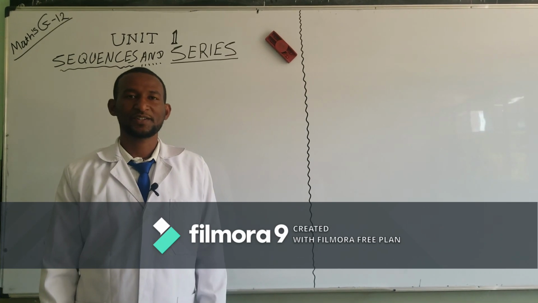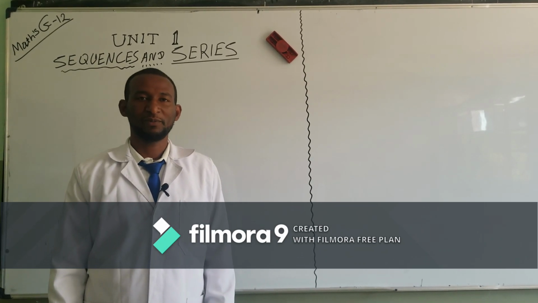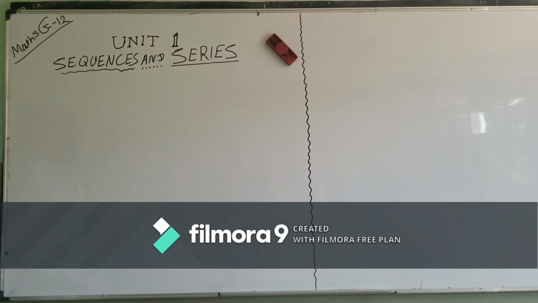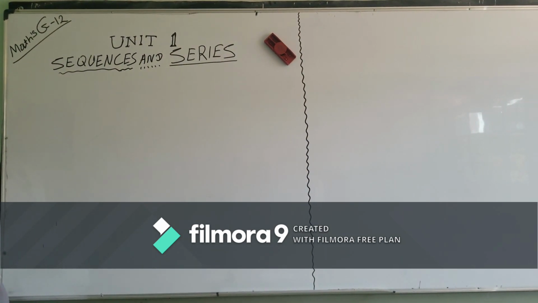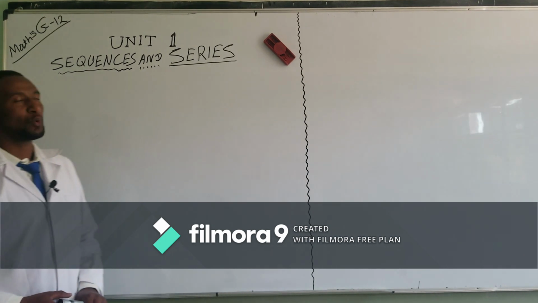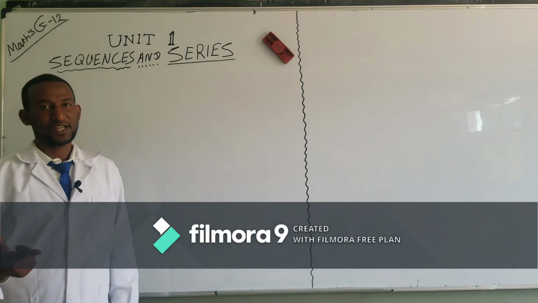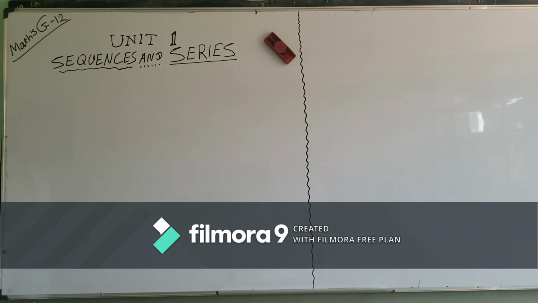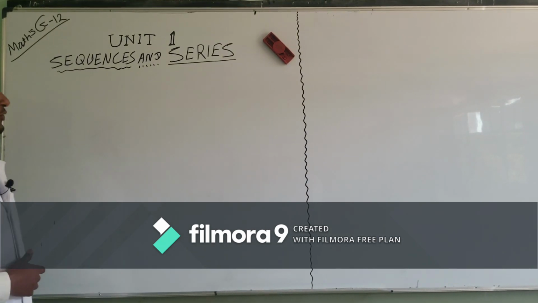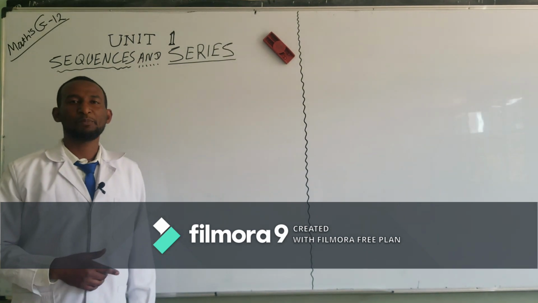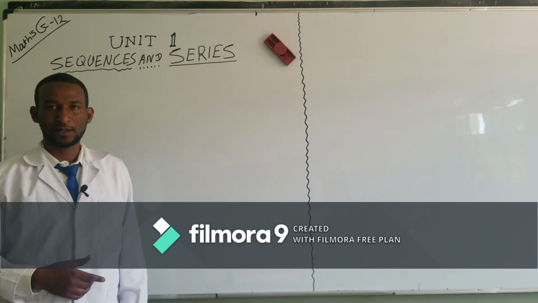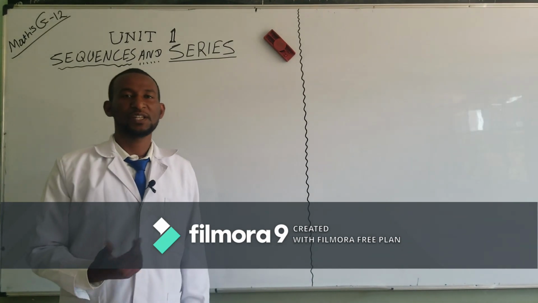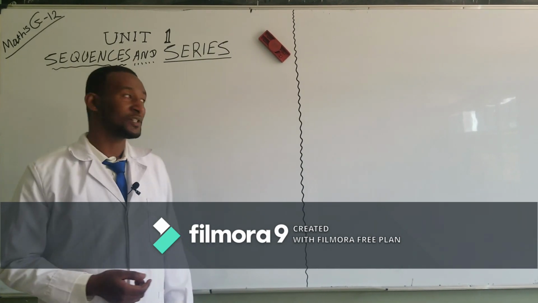We start our lesson with grade 12 mathematics unit 1, sequence and series. In this unit we see the concept of series and sequence. Also we see the types of sequence and series. At the end of this unit we see application of sequence and series. That means what is the necessity of sequence and series in the real world.